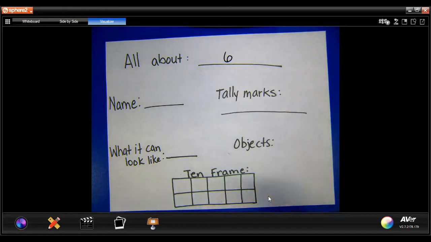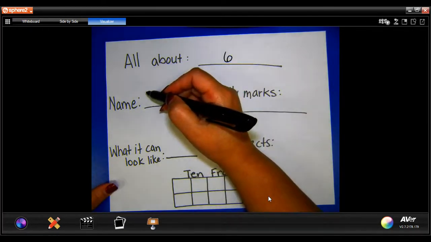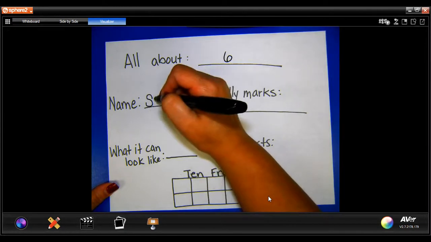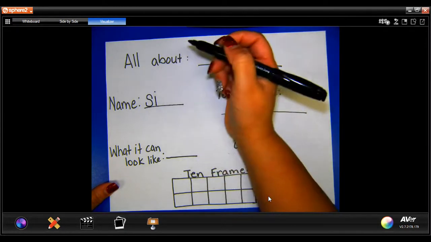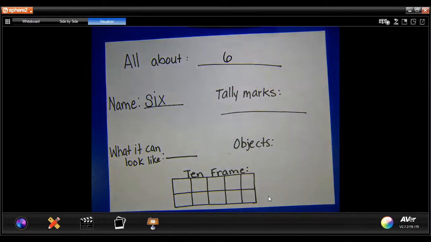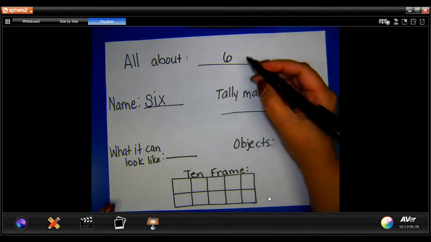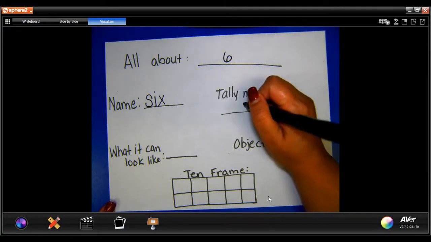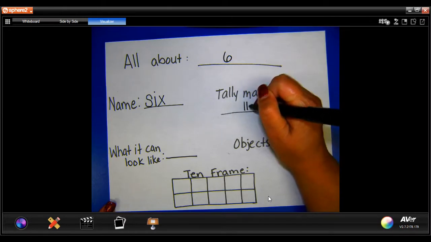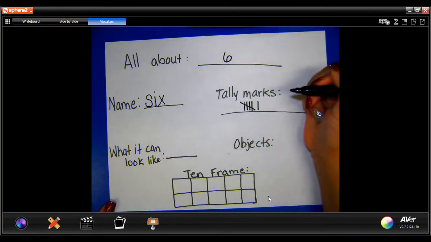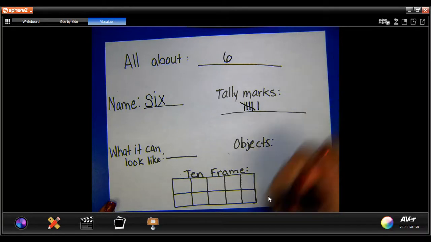Okay, and the name is how we write it. 6 is an S, I, X. That's 6. Now we're moving on to our tally marks. We're going to do 6, but remember what we do on the 5th one. Don't forget. So 1, 2, 3, 4, 5, 6. There's the 6 tally marks.